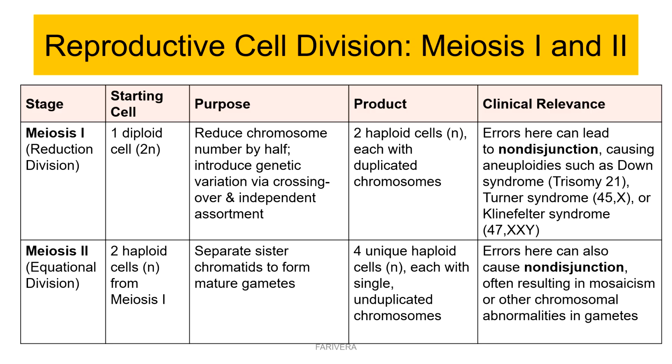The clinical relevance shown in this particular slide is especially important because errors in chromosome separation may result in non-disjunction. This may contribute to conditions such as Down syndrome or trisomy 21, Turner syndrome, and Klinefelter syndrome. So as a nurse, understanding the cellular basis of these conditions can help you connect genetics with prenatal care, reproductive health, as well as patient education.